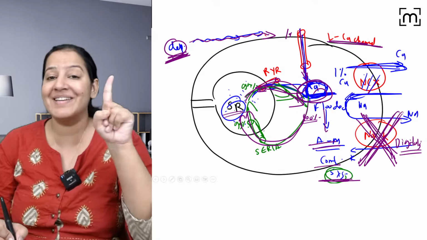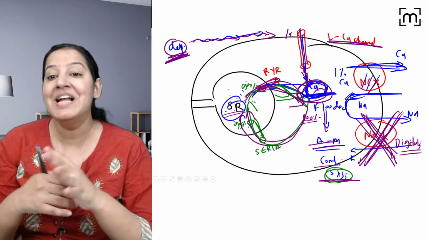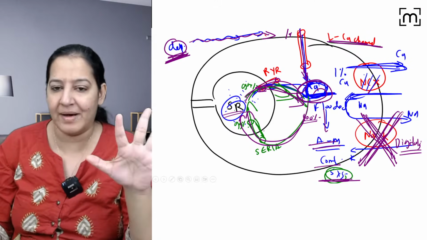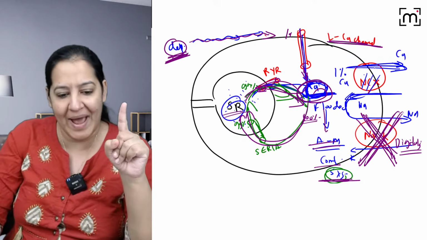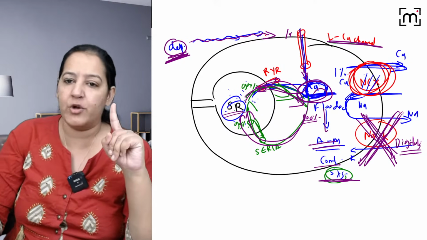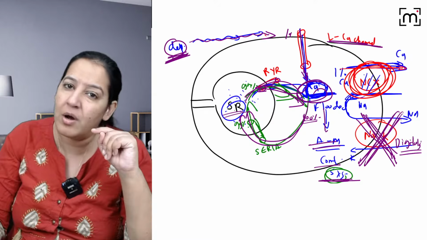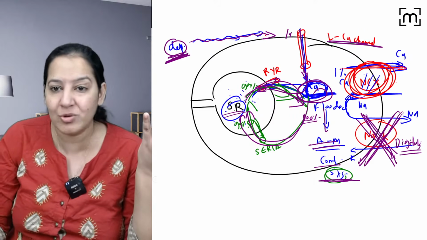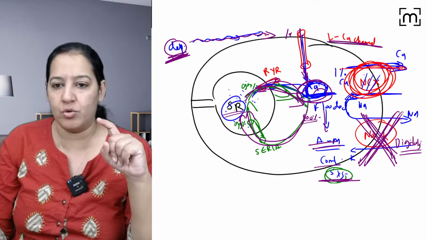But 1% calcium is still present in this, right? Normally, where does it go? Normally, I'm asking. So this 1% calcium goes to NCX and requests, NCX, can you please take me out? My job is over. My job was to do the systole. My job is over. Please allow me to go out.